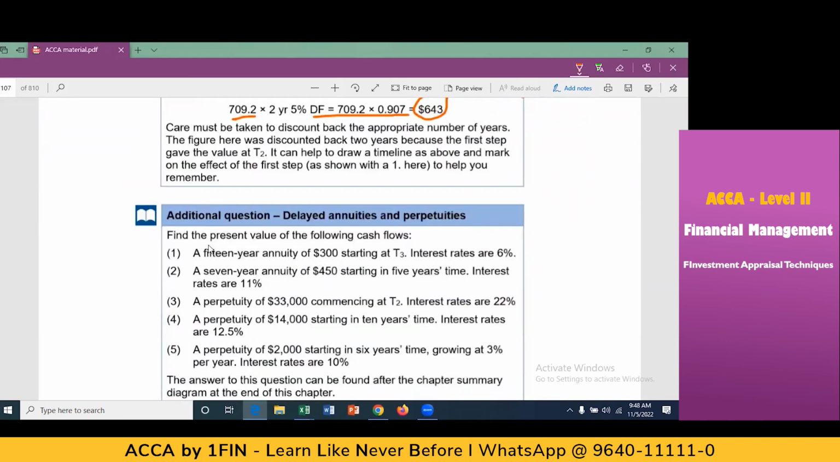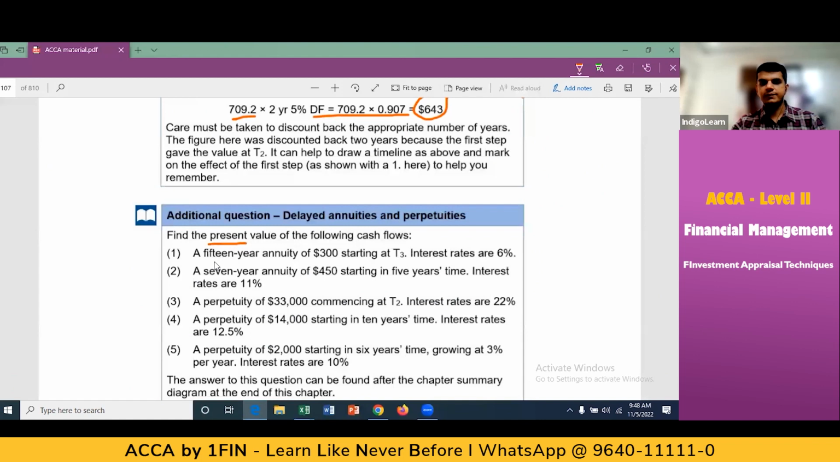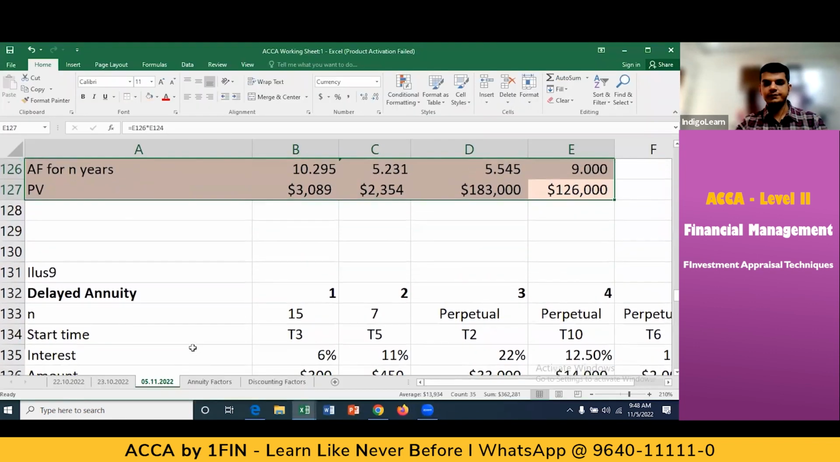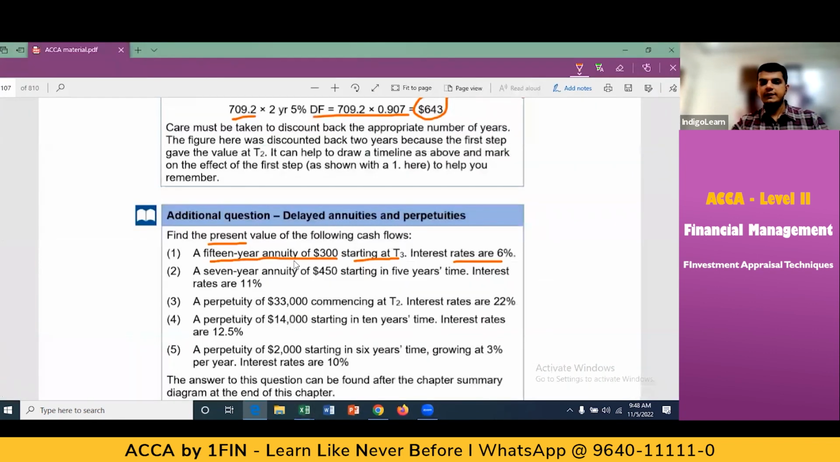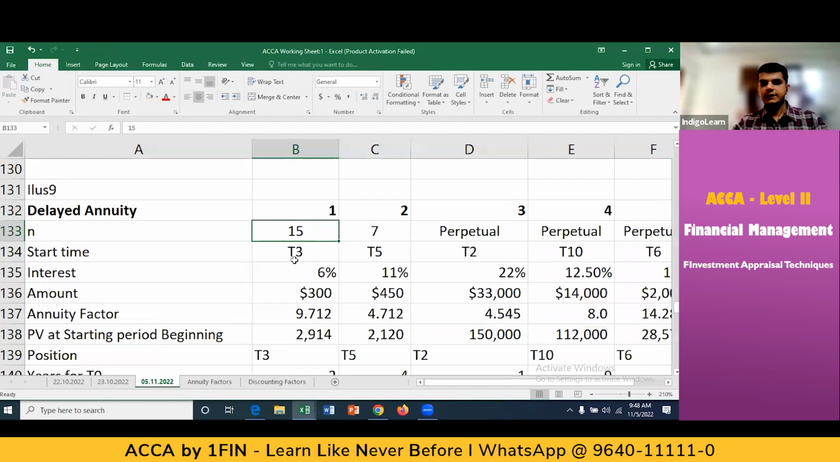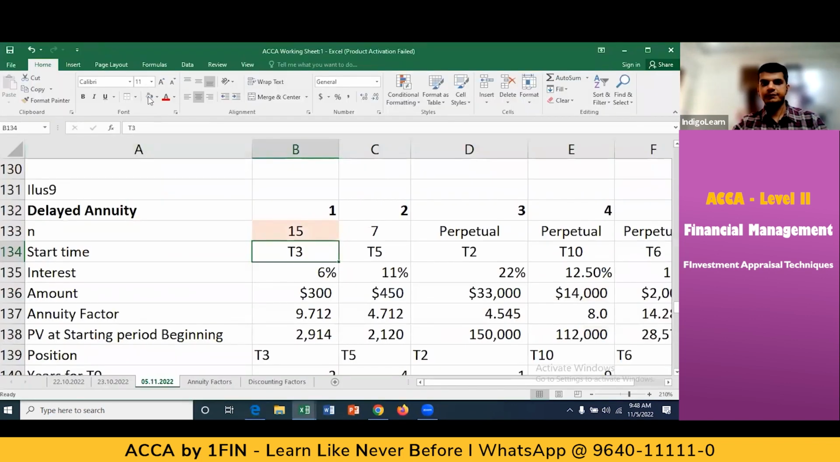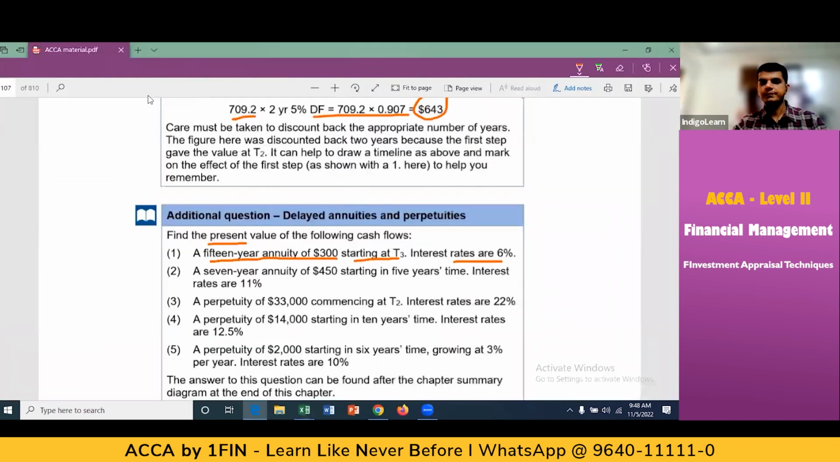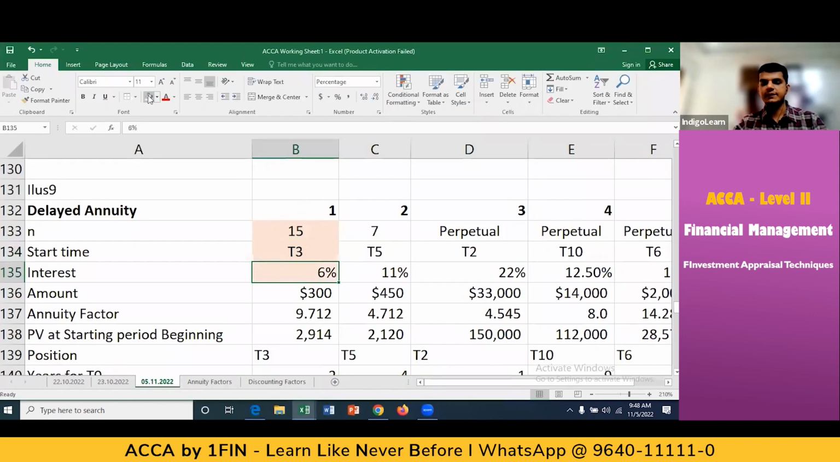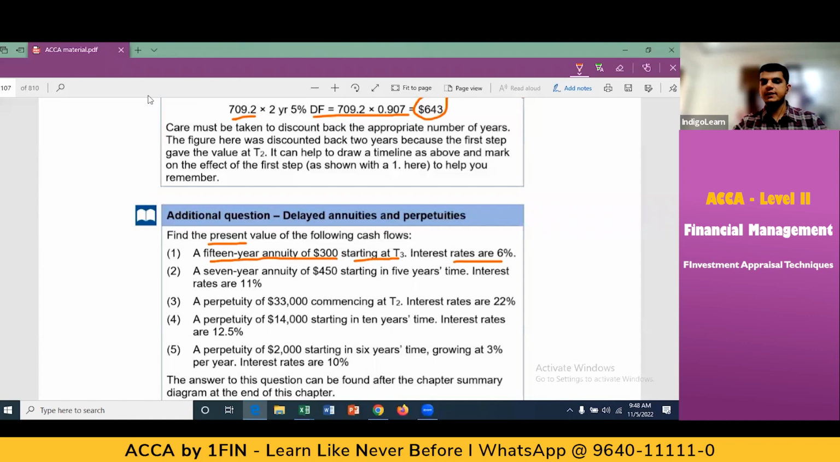Okay. Now first question we'll just do. A 15-year annuity of $300 starting at T3, that is 3rd year. Interest rate is 6%. So 15 years is the annuity period. It will start from T3, 3rd year. Interest rate is 6%. We want the present value of it.